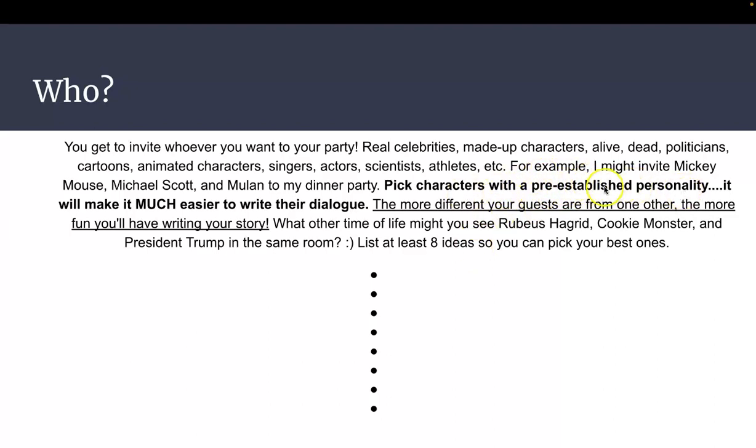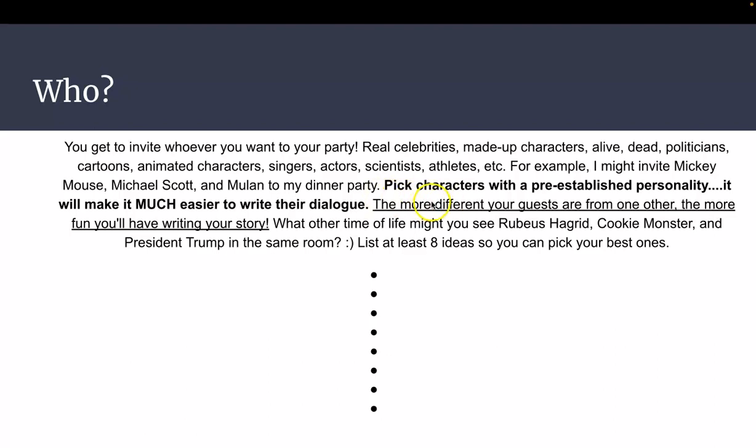But you are not making up your own characters for this story. And this one's important too. The more different your guests are from each other, the more fun you're going to have writing your story. One year I had a girl who was like, Mrs. Coates, could I do all Stranger Things? And I said yes. But then we found out she actually wasn't having as much fun as everybody else.